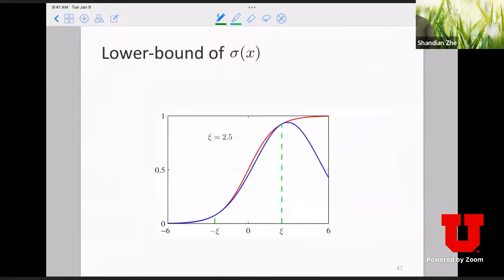And here's just one example to show, if you pick up any particular C, what is the corresponding lower bound? And remember, C and minus C correspond to the same lambda. That's why there are two places where your lower bound reaches the same value as the original function.